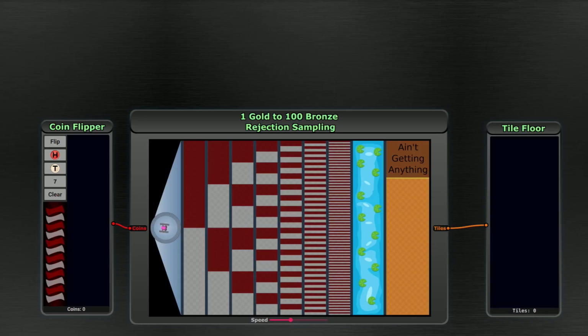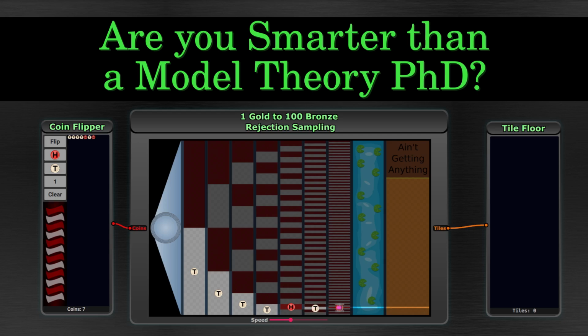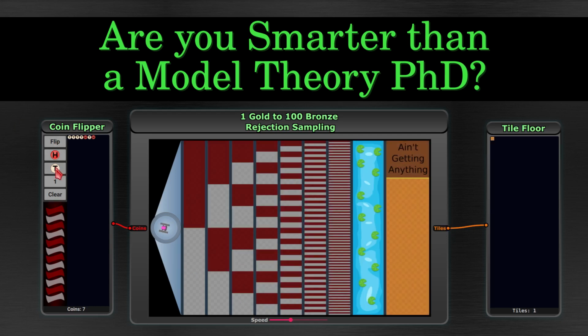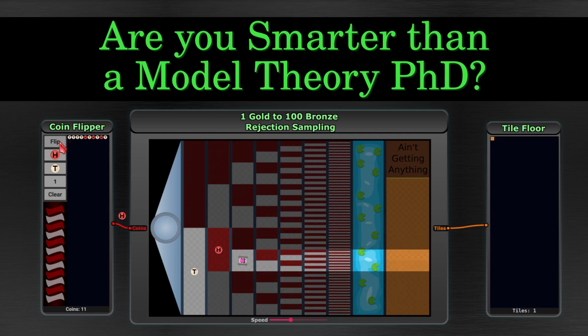Can you spot an inefficiency? Are you smarter than a model theory PhD? Of course you are. It's trivial. As anyone with a 4th grade education could point out, after a tails, it's gonna be a bronze tile. It doesn't matter which of the many ways the coins flip, it's gonna be bronze. But you have to waste another 1, 2, 3, 4, 5, 6 coins.